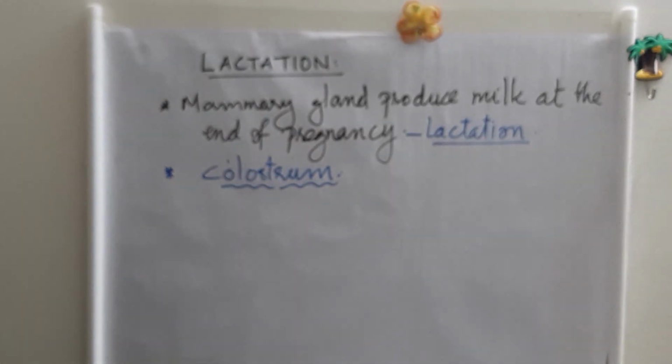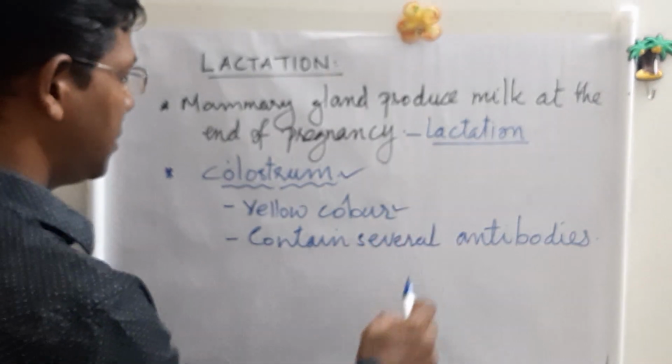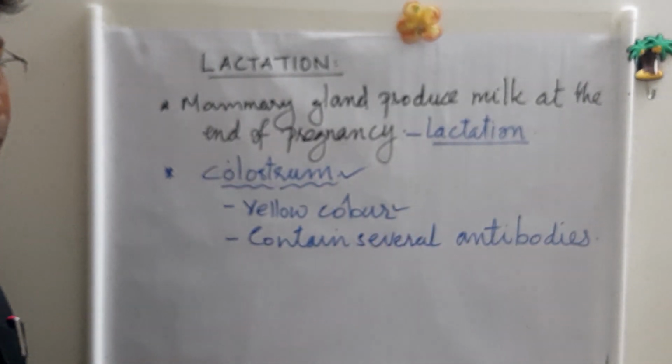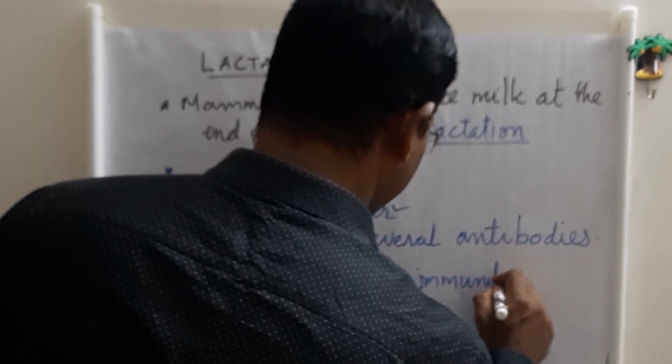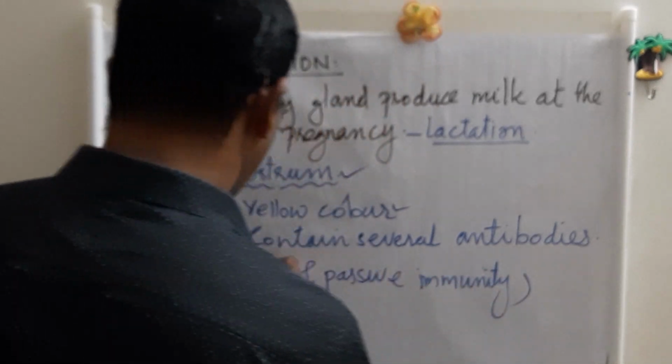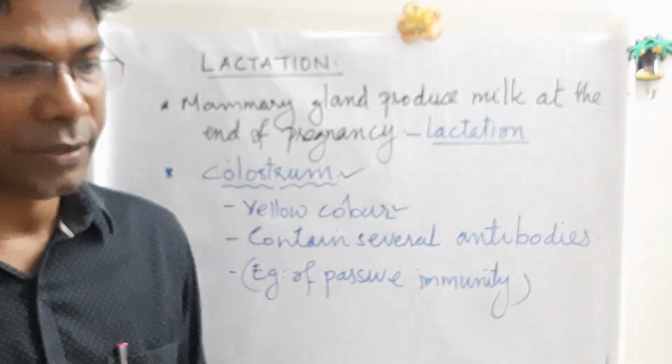Colostrum is yellowish in color and it contains several antibodies in it. Why? Because the newborn baby or the infant does not have any antibodies in its body in order to resist the antigens. Therefore, through colostrum it is provided. It is actually an example of passive immunity, which we will read in more detail in the chapter Human Health and Disease.